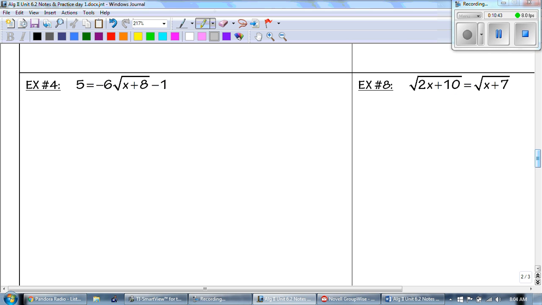All right, number 4. Same thing. Let's get the square root by itself. We want to isolate it. So to do that, I'm going to cancel subtraction first. 5 plus 1 is 6. It's not by itself yet. I need to divide by -6. 6 divided by -6 is -1.